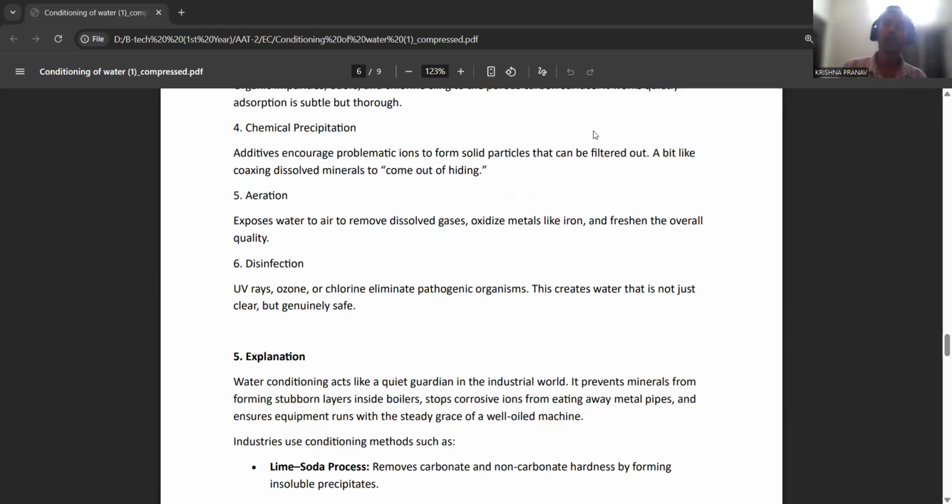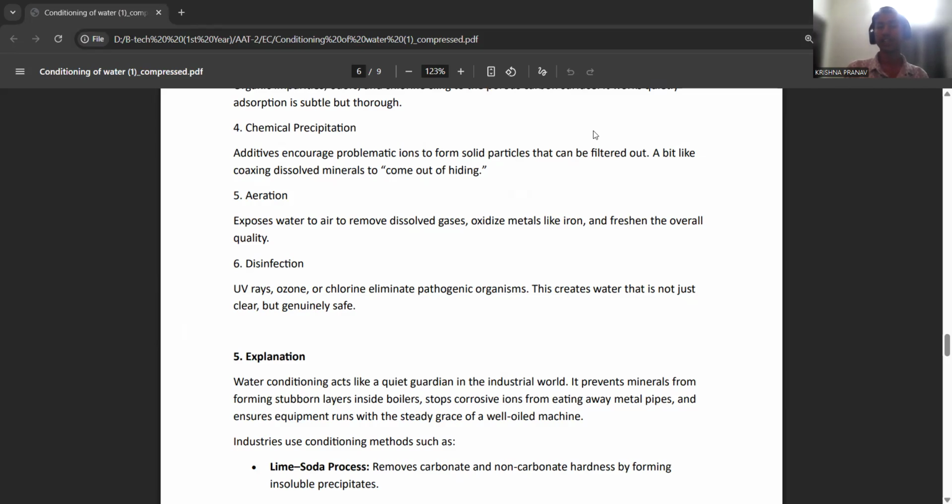Explanation. Water conditioning acts like a quiet guardian in the industrial world. It prevents minerals from forming stubborn layers inside boilers, stops corrosive ions from eating away metal pipes, and ensures equipment runs with the steady grace of a well-oiled machine.